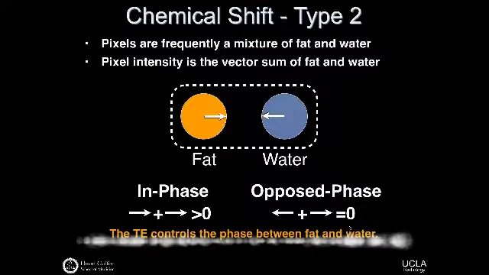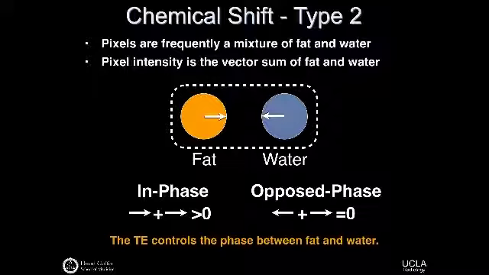Interestingly, the TE is what controls the phase between fat and water. So water has a Larmor frequency. Fat has a slightly different frequency. The echo time is how long I wait before I make my actual measurement. And how long I wait controls whether these things will be in phase or out of phase with one another.